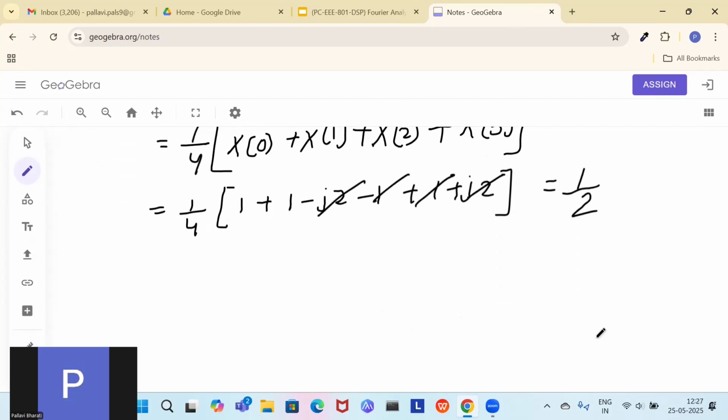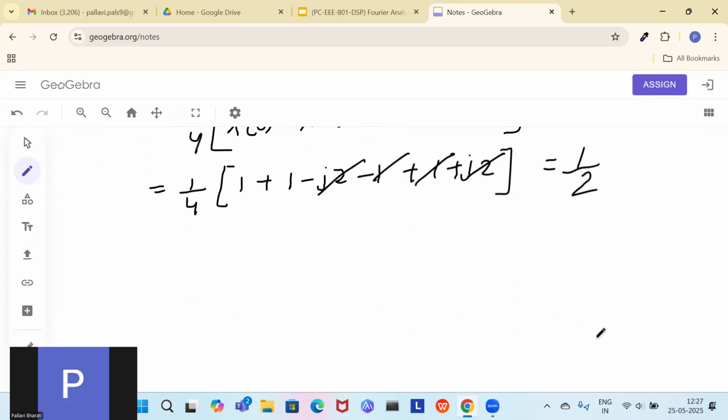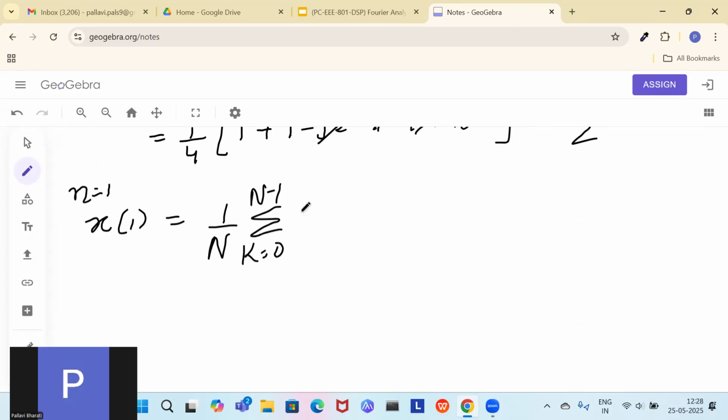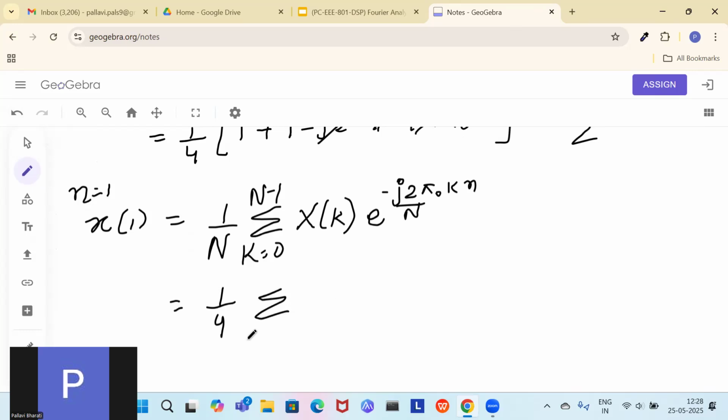Now when we will find out x1, that is for small n equal to 1. So x1 you are finding, 1 by capital N, first I'll write the full formula. k equals 0 to N minus 1, X of k, e to the power minus j 2 pi by capital N into k into n. Okay. Now here the capital N value is 4. K is going to go from 0 to 3. The X of k is changing for us.